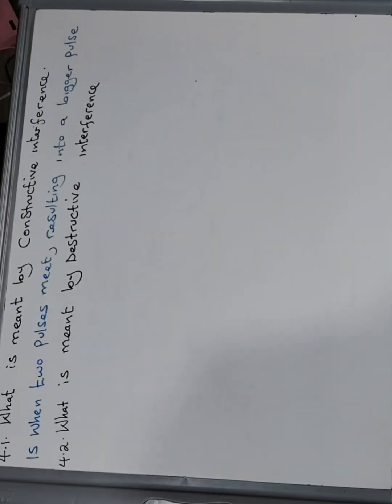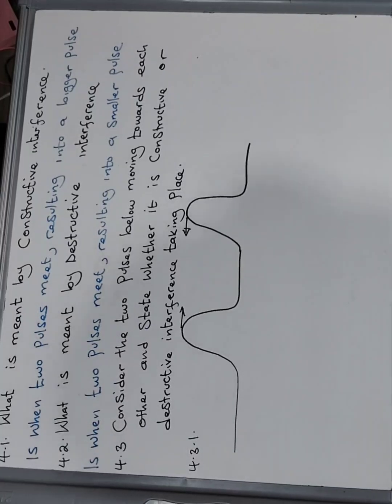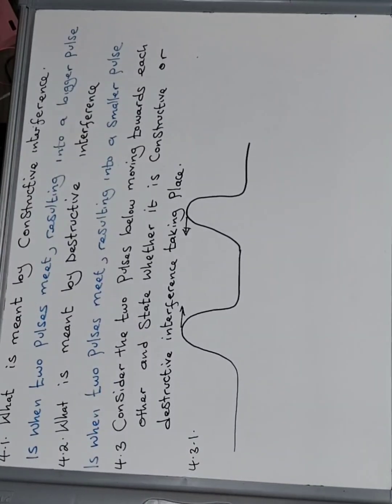Okay, that is that. Then comes the next question, says, what is meant by destructive interference? Okay, so what is it? This is when the two pulses meet, resulting into a smaller pulse or a smaller amplitude of the pulse. So let's have that one. So that is that. Then comes the next question.